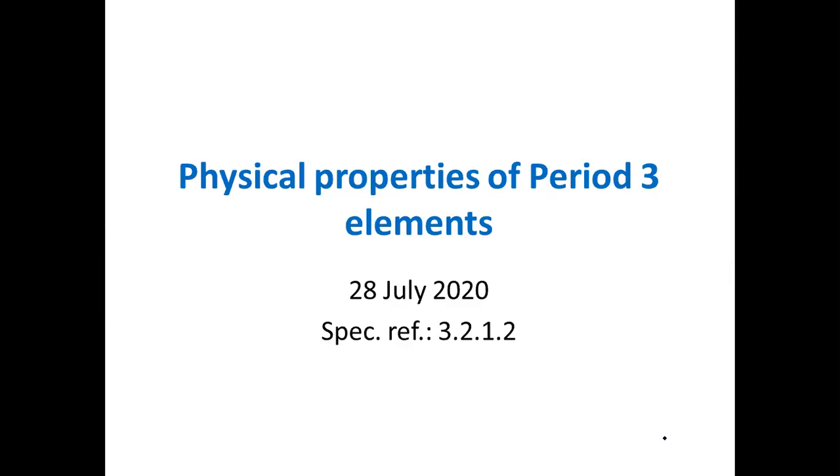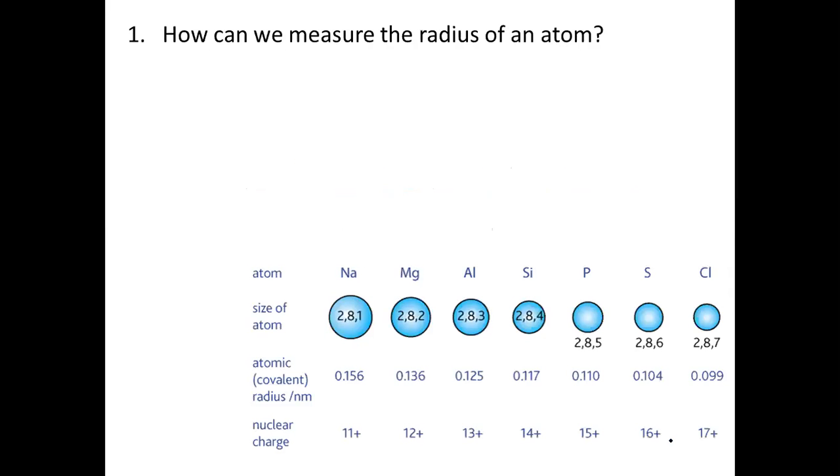So now we're going to have a look at physical properties of period 3 elements. And they are largely a consequence of some of what we just talked about. So we mentioned before the radius of an atom, right? And we said that across the period, the radius of an atom decreases, but we haven't really explained, well, how do we know that? How do you think we can measure the radius of an atom?